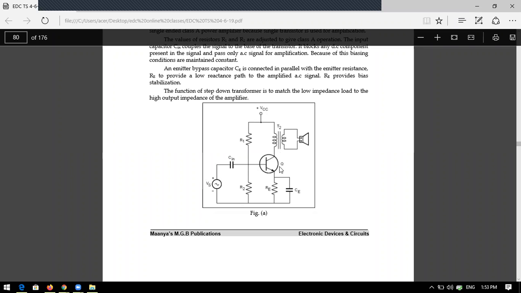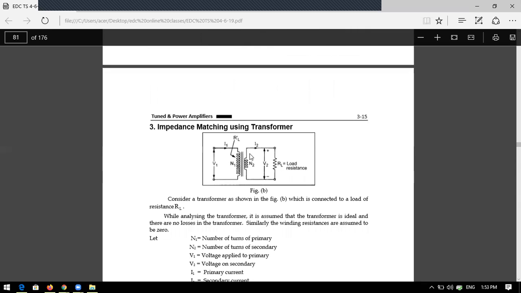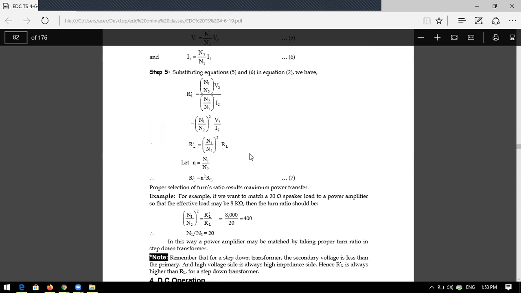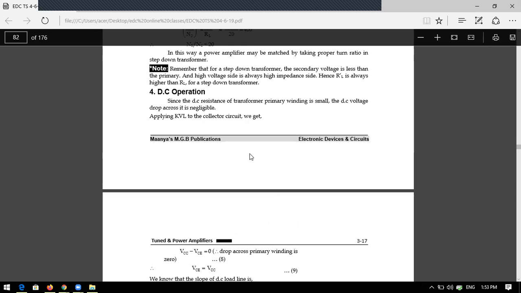That means the output you are getting at the transistor will connect to the primary windings of the transformer T2, and it is directly connected to the secondary windings of the transformer, and it is directly given to the loudspeaker here. So that much energy is directly joined to the load. So this is the major advantage, because of impedance matching.